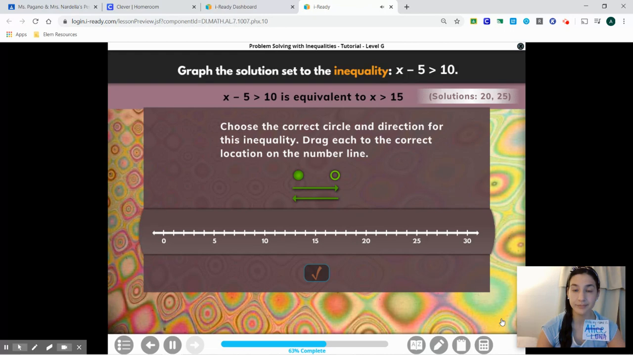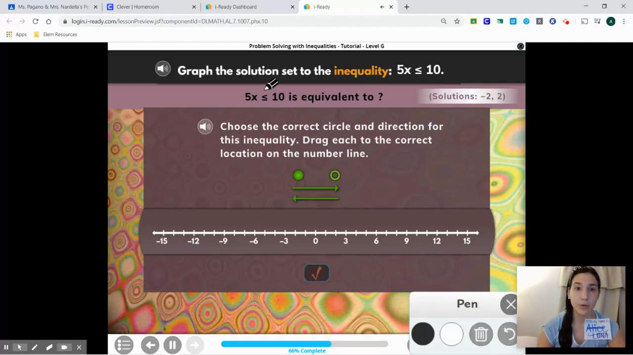Okay, let's graph. Graph the solution set to the inequality. Remember, we have x greater than 15. So open circle on the 15. We know that all the numbers greater than 15 are to the right of 15. So we want this arrow pointing this way. And we're done. Nice graphing. Thank you. Next question. Graph the solution set to the inequality.